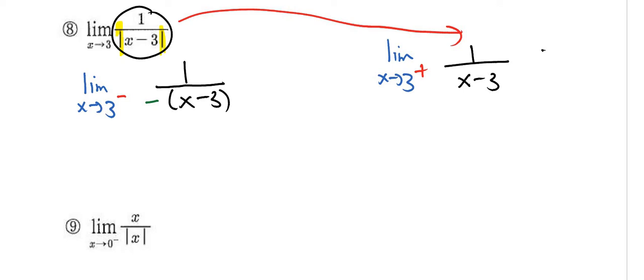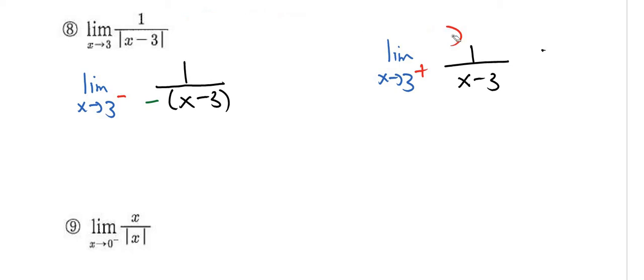Okay, so that's how you approach these absolute value questions. You write two separate limit statements, one from the left-hand side and one from the right-hand side. And for the left-hand limit, you need to have a minus sign there, because the left-hand side of an absolute value function in terms of this graph is y equals negative x, right?